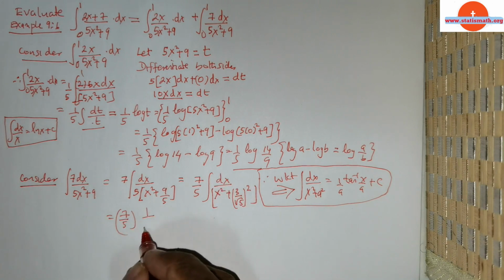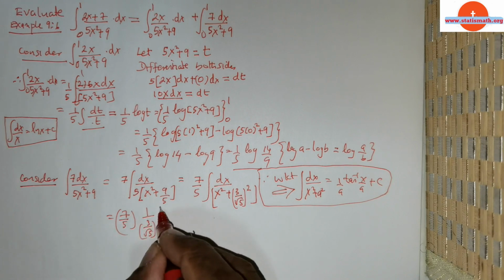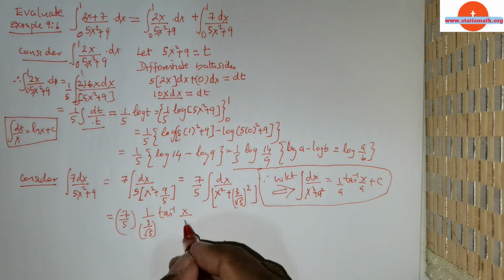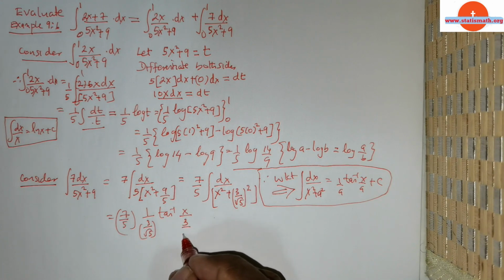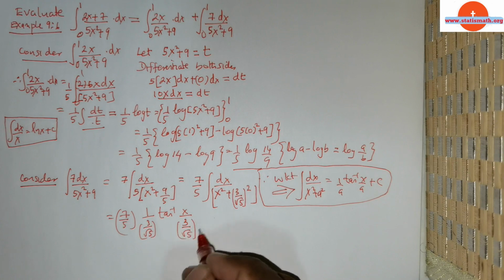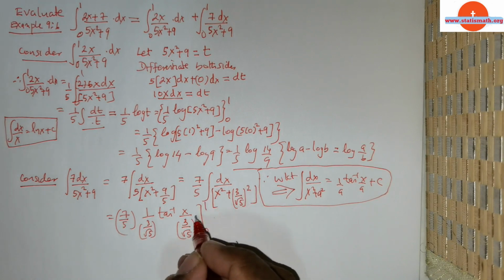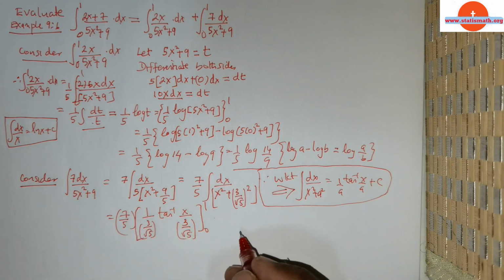So it's going to be 1 over a. In place of a, it's going to be 3 divided by root 5, times tan inverse of x divided by a. X over a is going to be x divided by 3 over root 5. Of course, the limits are going to be 0 to 1. So I just substitute the limits as 0 to 1.